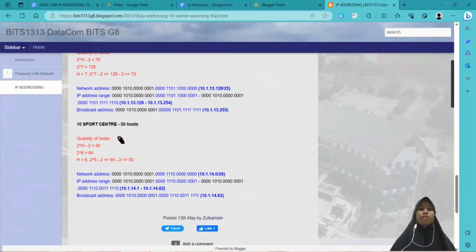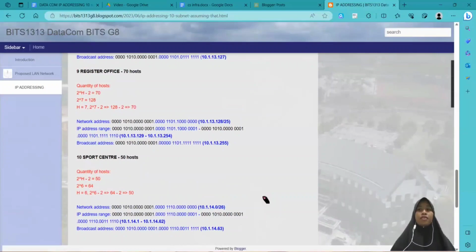And the last one is Sport Center with 50 hosts. The bits borrowed is 6, which provides 64 hosts. And the network address is 10.1.14.0. The IP address range is 10.1.14.1 until 10.1.14.62. And the broadcast address is 10.1.14.63. And that's all for the calculation of subnetting.